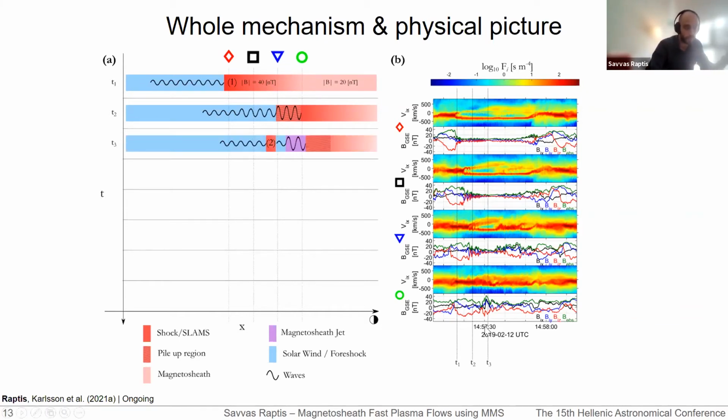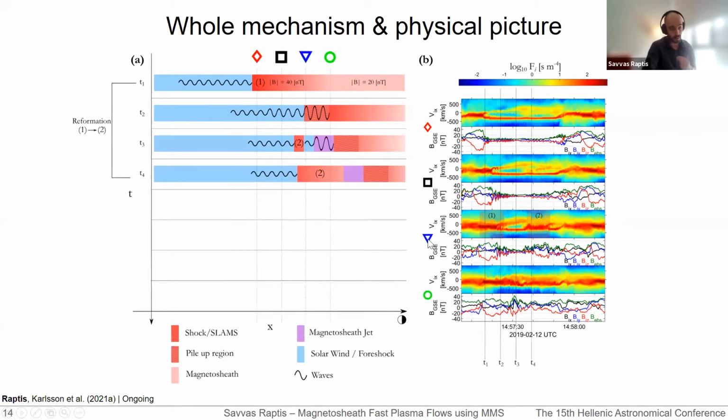Now, if we move to time T3, what we actually see is the actual jet with MMS3. So MMS3 now sees and measures in the magnetosheath region a high velocity jet. But the question is, why do we still see this jet over here and we do not observe solar wind? And this can be answered by what the previous satellites actually see a bit like at T4, a few seconds later. So if we focus now on MMS4, we see the following picture.